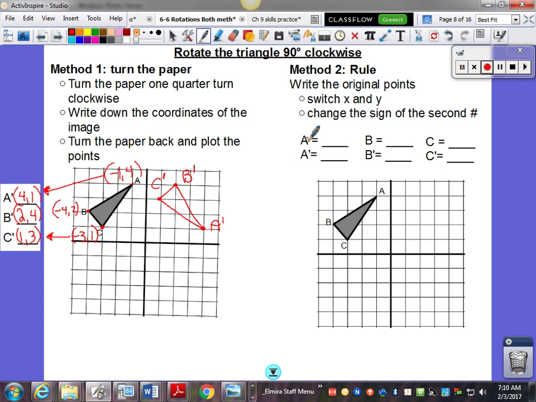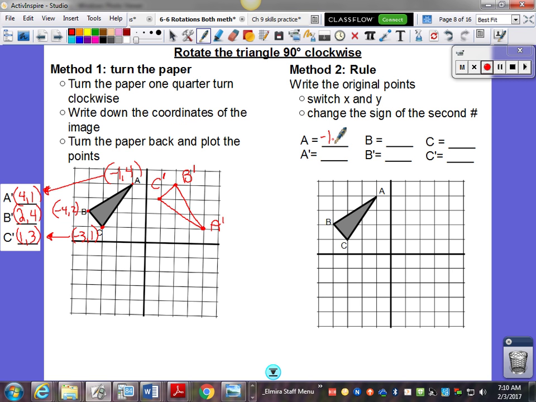So original A was -4 and 1, and A prime, no, excuse me, I have it backwards. Forgive me, guys, it is 6:30 in the morning. Well, 7:10, but I got here at 6:30.